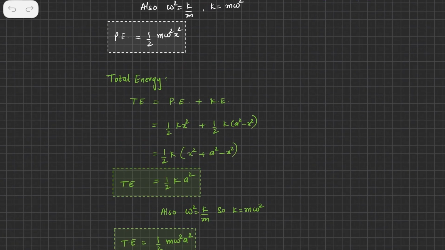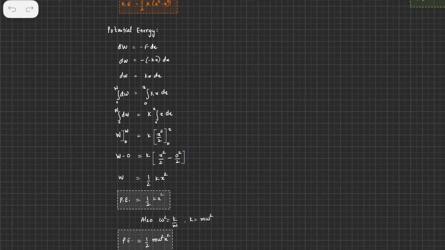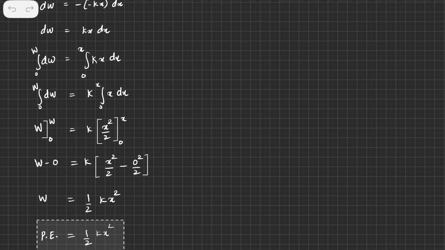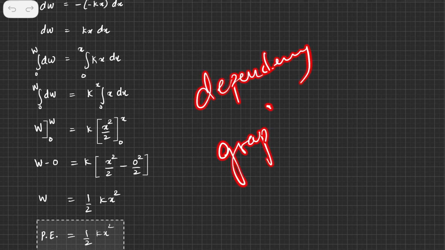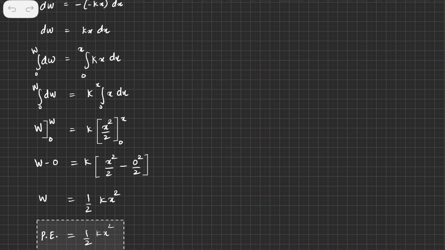Now the topic of total energy, kinetic energy and potential energy is not yet over. We are also here to see the dependency, on what factors the total energy depends. Then we also are about to see a graph, how the graph looks for potential energy, kinetic energy and total energy, and we are also going to see the conservation, how, when a particle moves from mean to extreme, kinetic, potential and total energy are going to change.